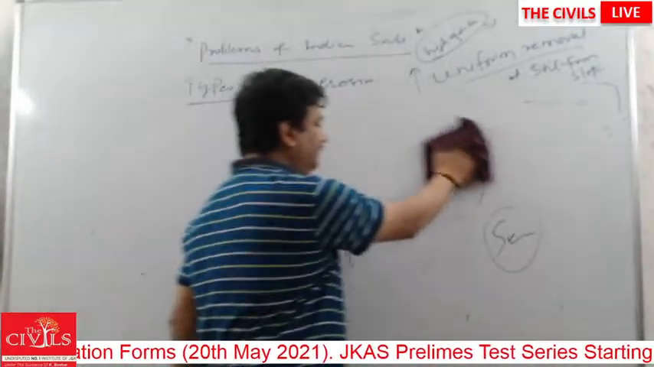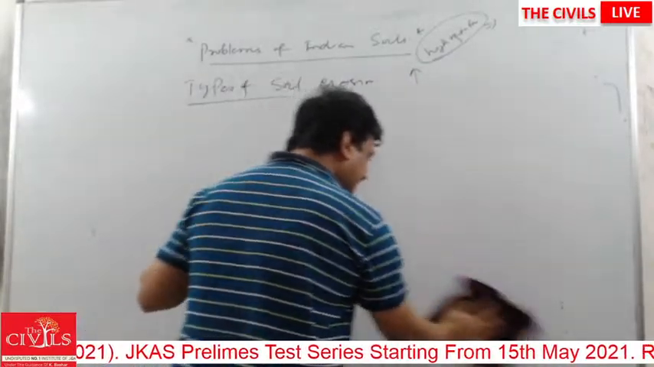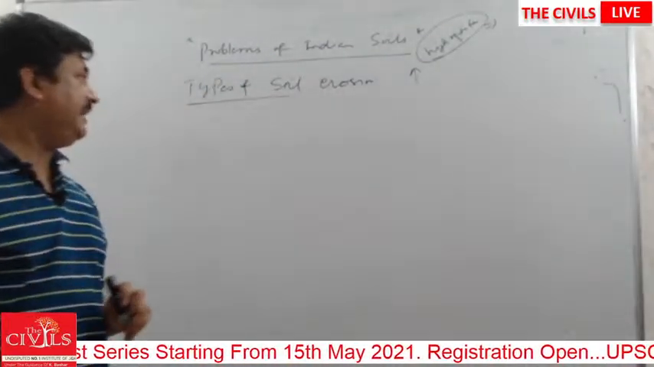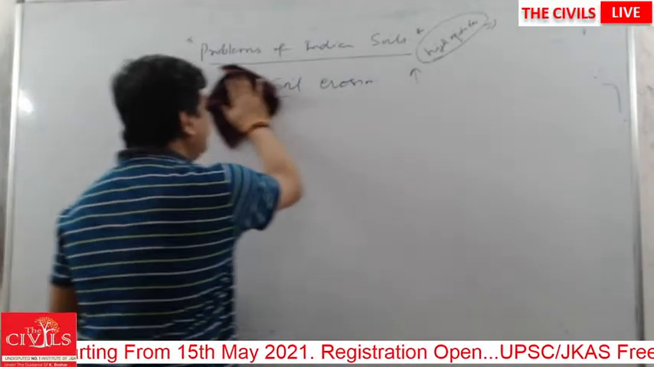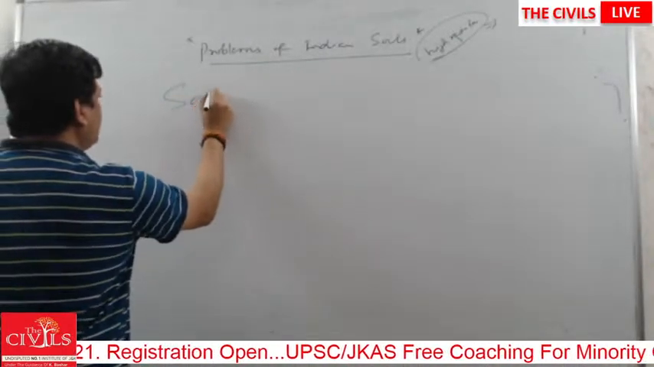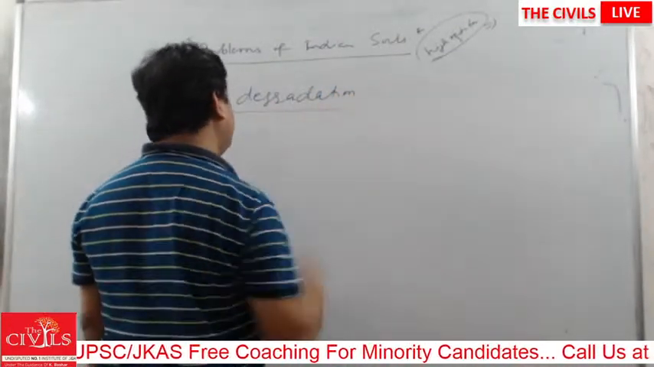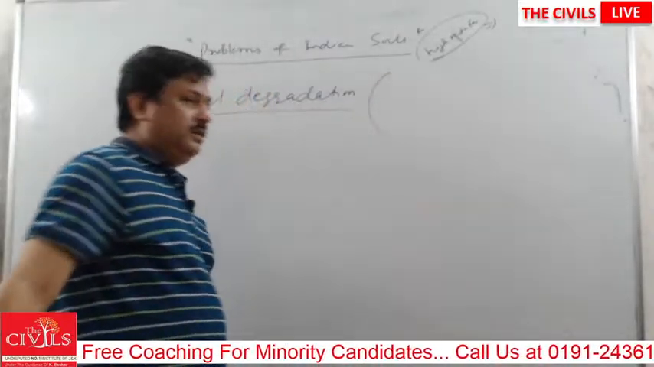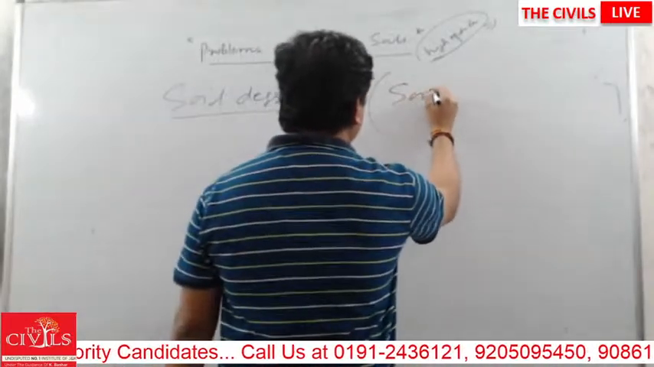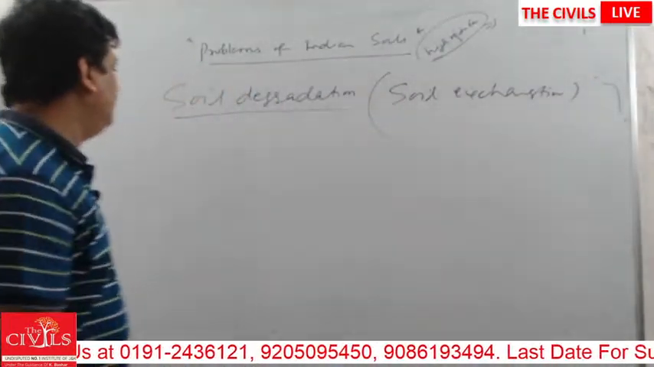The second problem of Indian agriculture, Indian soil, is the problem of soil degradation. Soil degradation is also known as soil exhaustion.